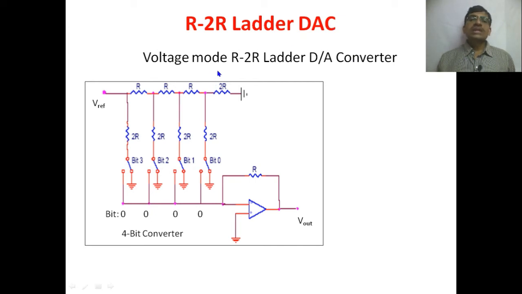One is the voltage mode R-2R ladder D-to-A converter. This is the circuit for the R-2R ladder DAC, which is also called the voltage mode R-2R ladder D-to-A converter. And one more R-2R ladder type is the current mode R-2R ladder digital to analog converter. First we will see the voltage mode R-2R ladder DAC, and thereafter we can go for the current mode.